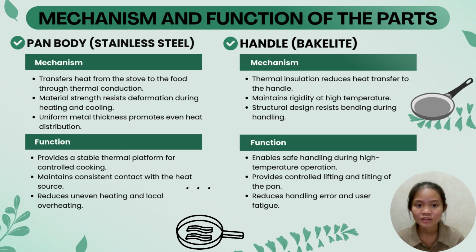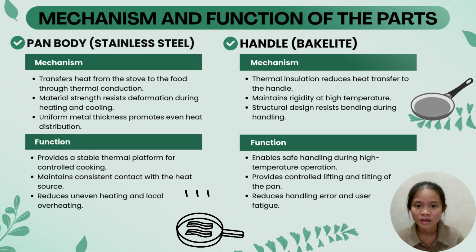Next, the mechanism of the handle relies on bakelite's thermal insulation, which reduces heat transfer from the pan body to the handle. It maintains rigidity at high temperatures, and its structural design resists bending during lifting and tilting. These mechanisms allow the handle to provide safe handling during high temperature operation. It enables controlled lifting and tilting of the pan and reduces handling errors and user fatigue to ensure both safety and comfort while cooking. This concludes my presentation on the mechanism and function of the frying pan parts.